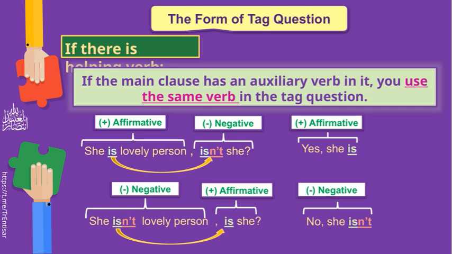This pattern makes it easier to confirm or check information in a natural, conversational way. It's important to note that the form of the tag question depends on the auxiliary verb in the main clause, whether it's positive or negative. For negative main sentences, use negative tags, and for positive main sentences, use positive tags.